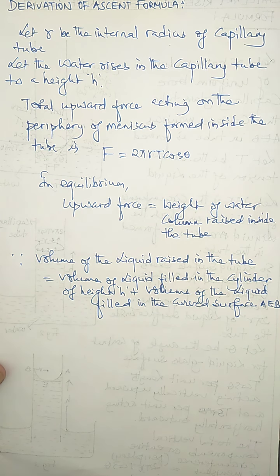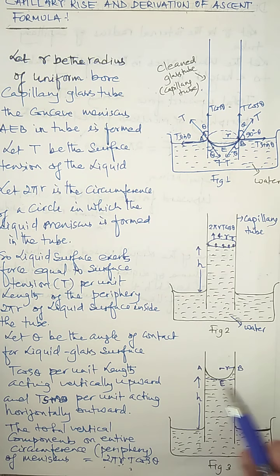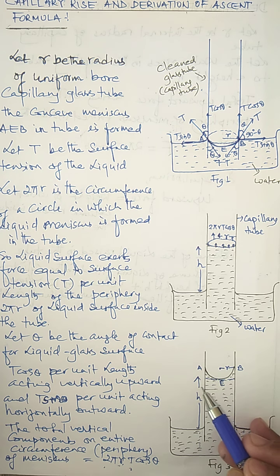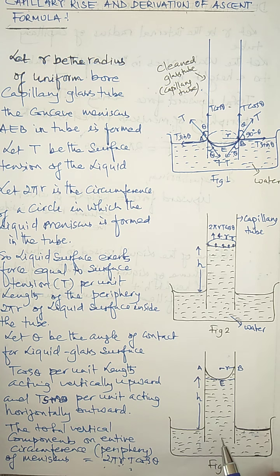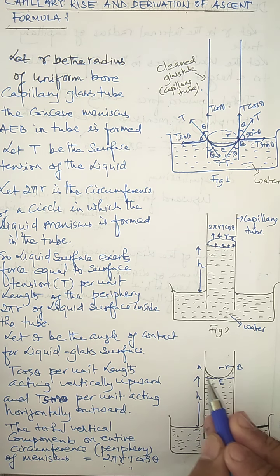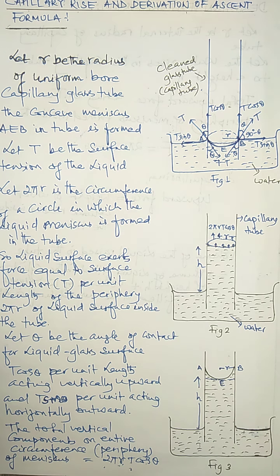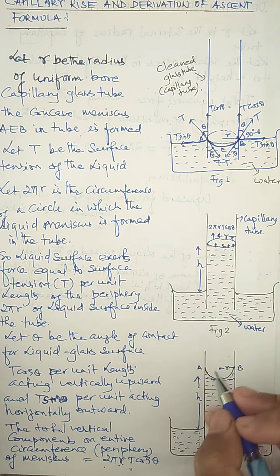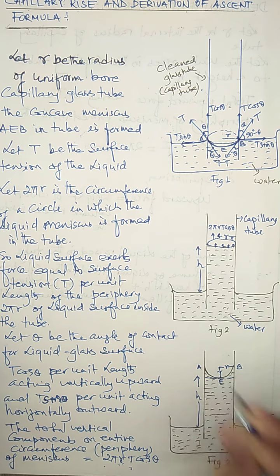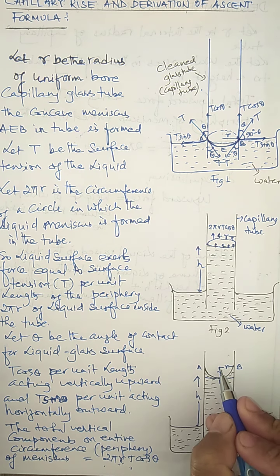So for that, let me show you figure number 3 again. In this figure, see the height up to which the water has been raised, from the base of the meniscus to the free surface, I have already considered H. But this is the curved surface formed by the meniscus, and this radius is R. So the height of the meniscus is also R.